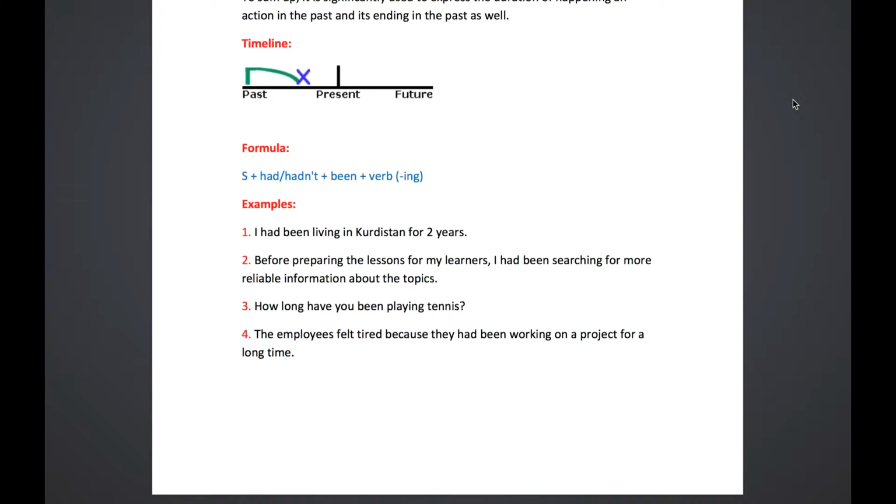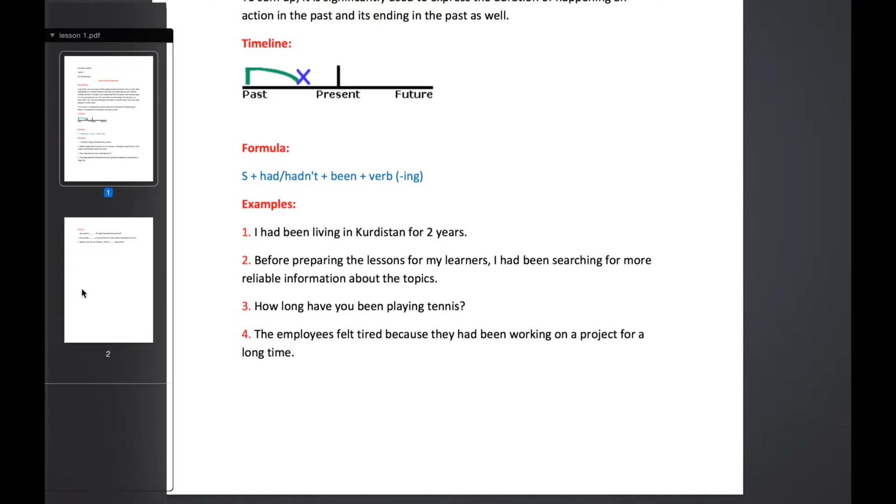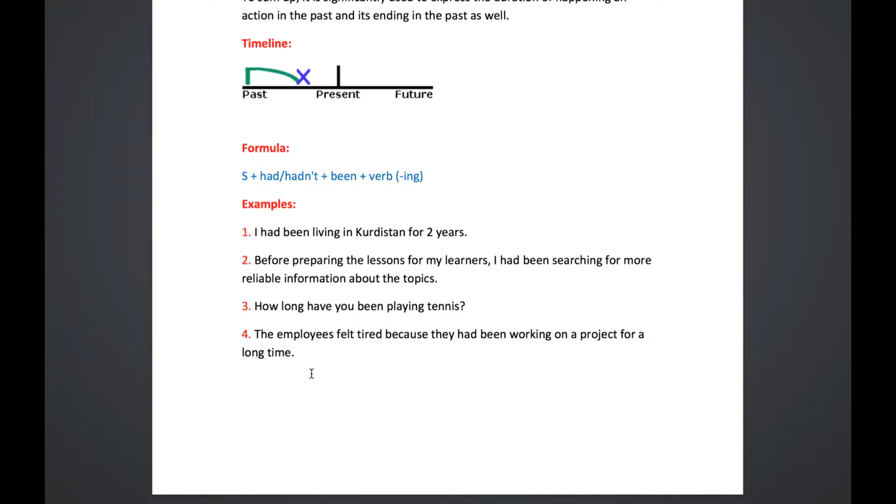First one, I had been living in Kurdistan for 2 years. Here we have 2 years, so it shows the duration of time that someone had been living in Kurdistan for 2 years and then she or he left this place. Maybe he's living in another place or in another country.